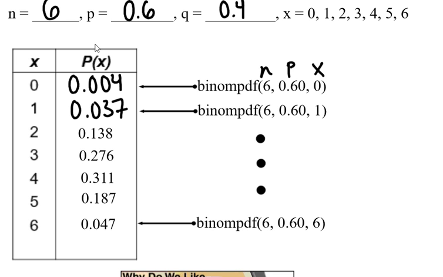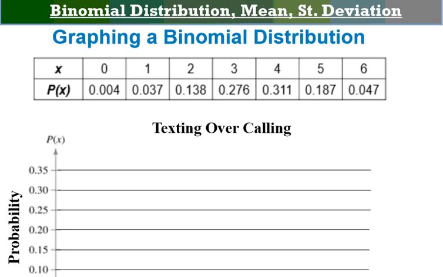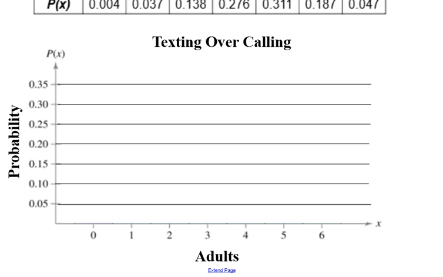Now I have a distribution. I can read this distribution by saying, I expect there is an 18.7% chance that 5 are going to favor texting over calling based on the expected 60% for each person. I can then use this distribution to construct a bar graph. Frequency, this is a probability chart though, because we're doing probability.